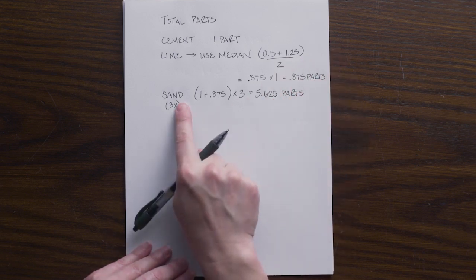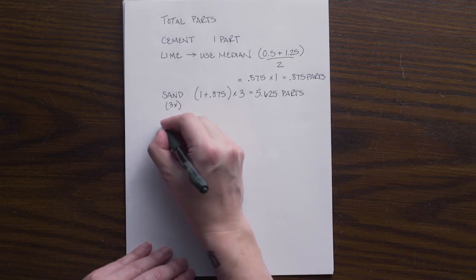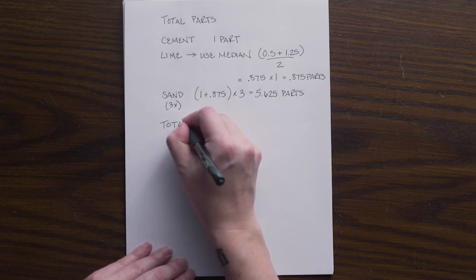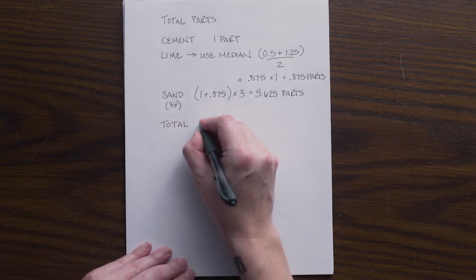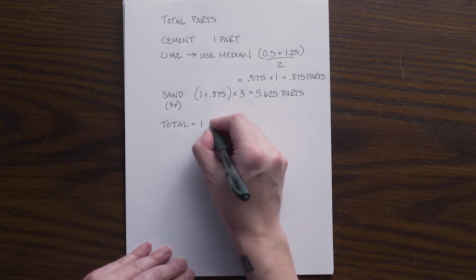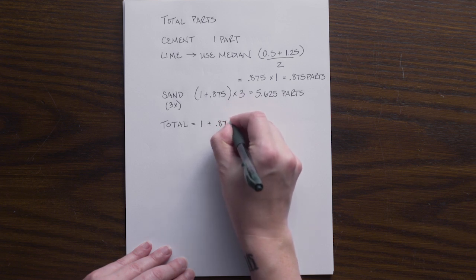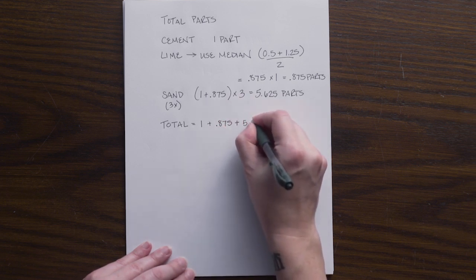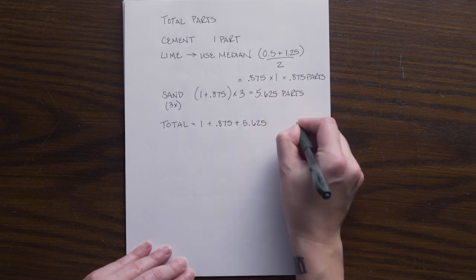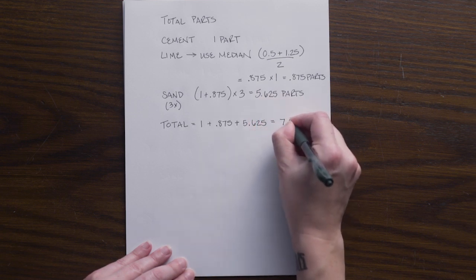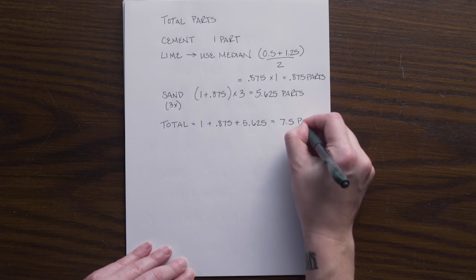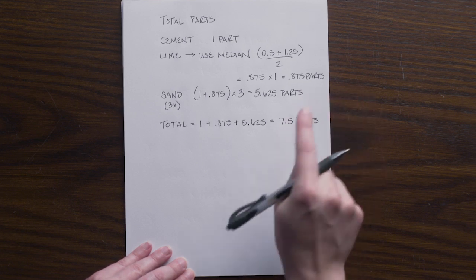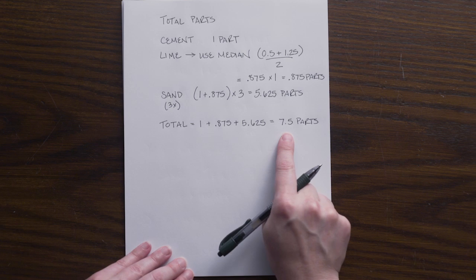for our sand. So total, again, we need to figure out what our total parts value is before we can calculate volume of cement. We have 1 part of cement, 0.875 parts of lime, and 5.625 parts of sand for a total of 7.5 parts. This isn't a line item that we have to fill in anywhere, but we do need it before we can move on.